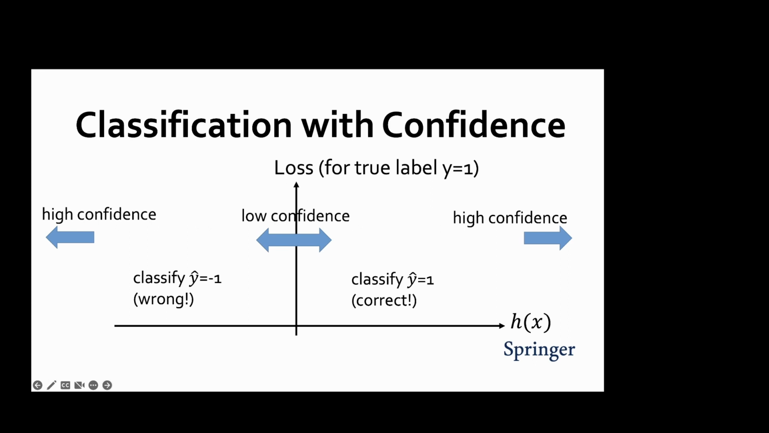The correct classifications correspond to the right half space, whereas the wrong classifications are located in the left half space. The more confident we are in a classification, the further away we are from the origin or from the vertical axis here. A useful loss function here should decrease, should have smaller values towards the right, as this direction corresponds to increasing confidence in correct classifications, and this is what we would like to favor.